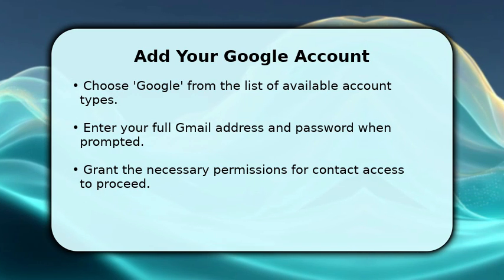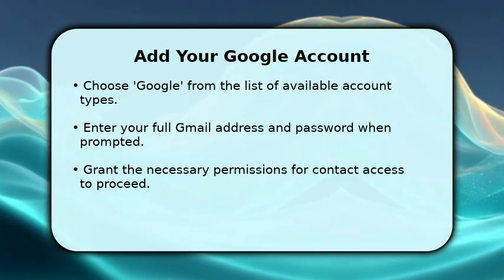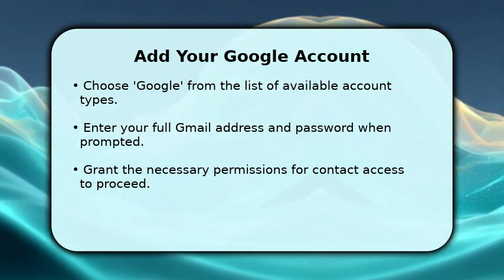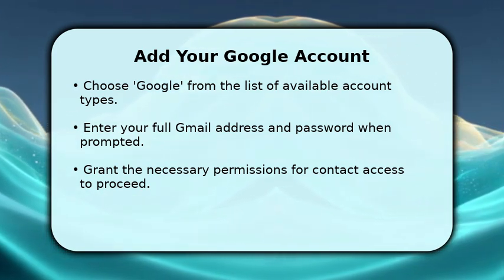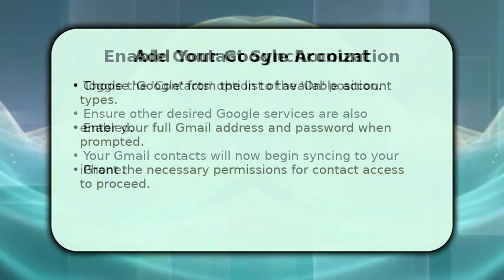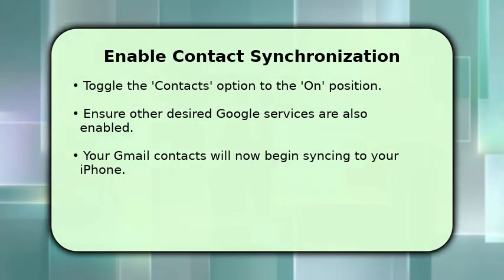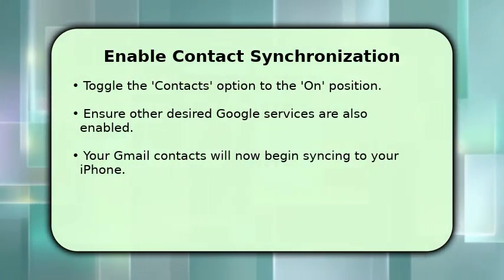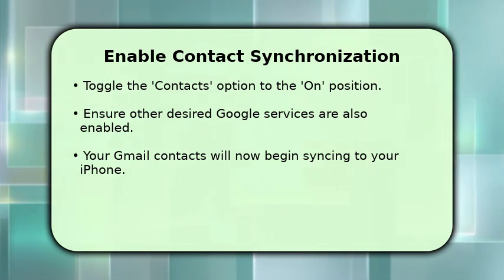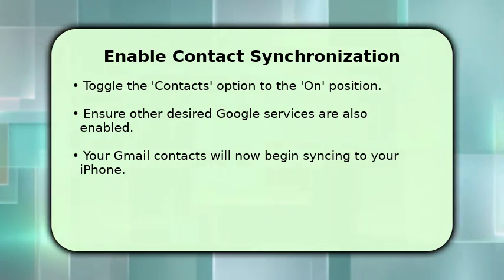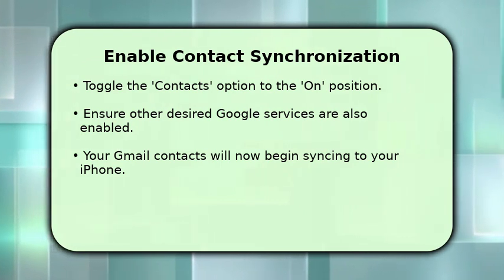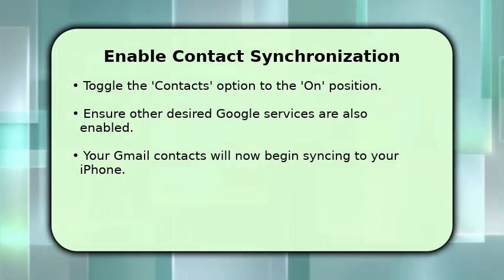After signing in, you will need to grant specific permissions, allowing your iPhone to access and manage your Google contacts, which is a standard security measure. Once your Google account is successfully added, you will see a screen listing various services associated with your account, such as mail, calendars, and contacts. Make sure the toggle switch next to contacts is in the on position.